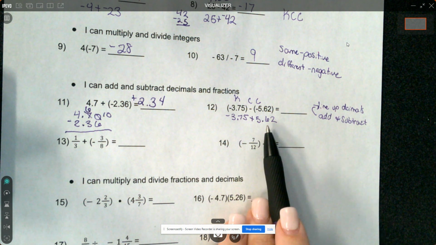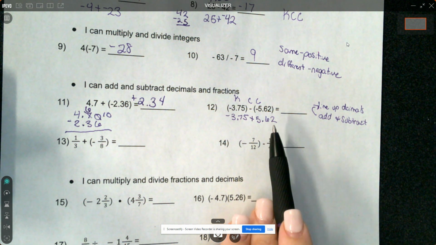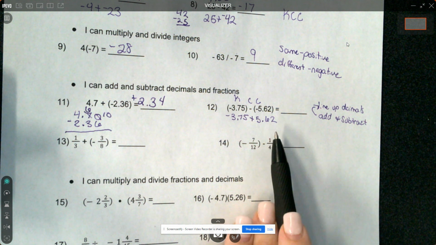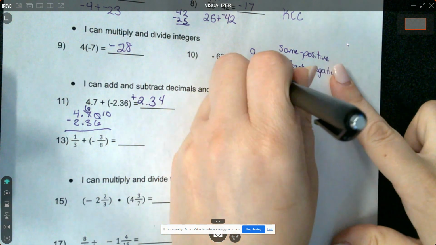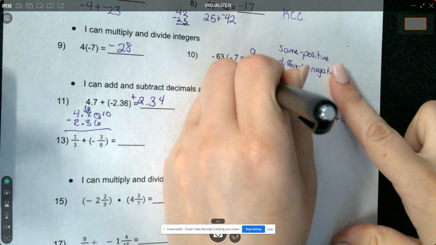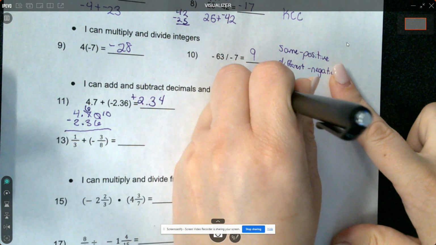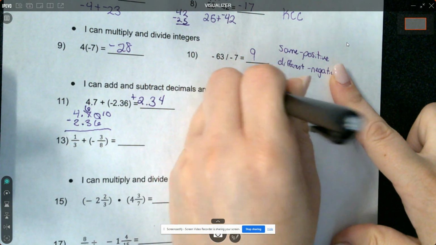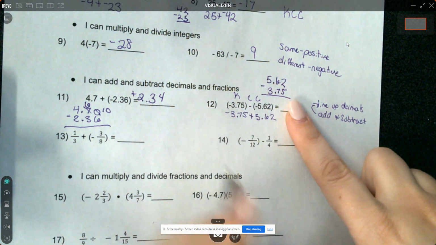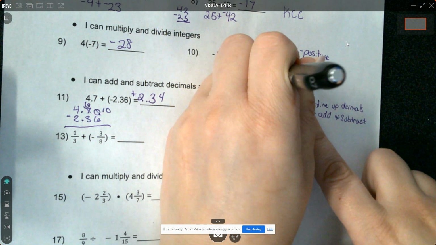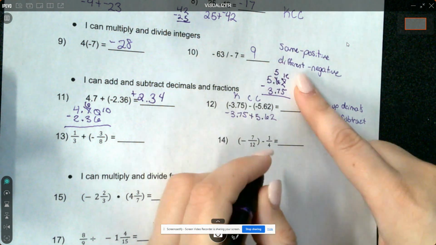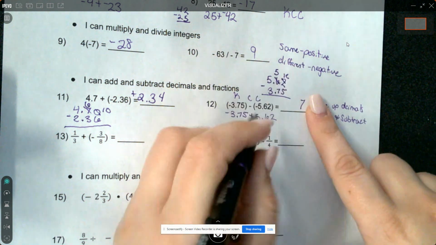Subtract. Remember, when you subtract, you have to put the bigger number on top. So 5.62 minus 3.75. You need to regroup. So borrow from the 6, make that a 12. 12 minus 5 is 7.